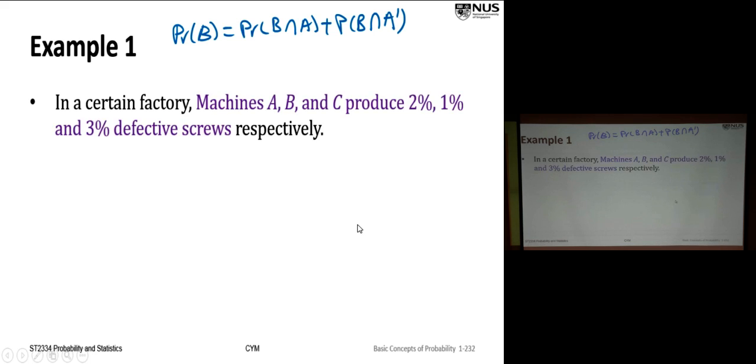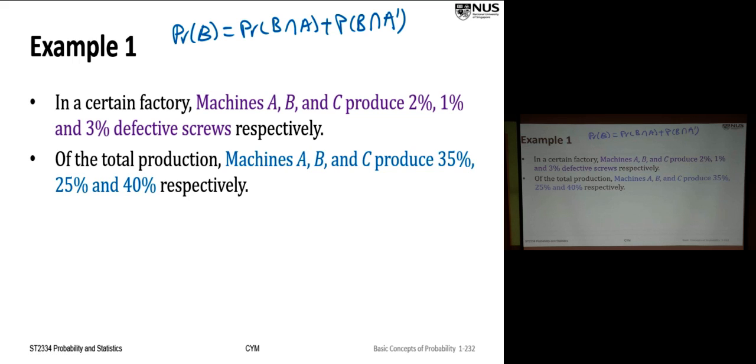Okay, so now let's look at this example. We have 3 machines. Each machine has a different proportion of defective screws produced.